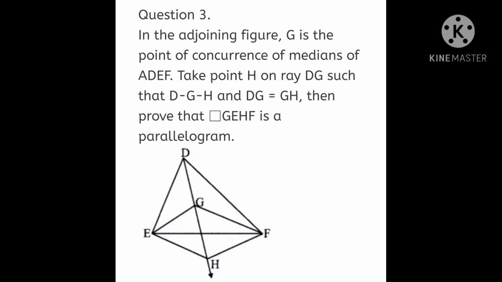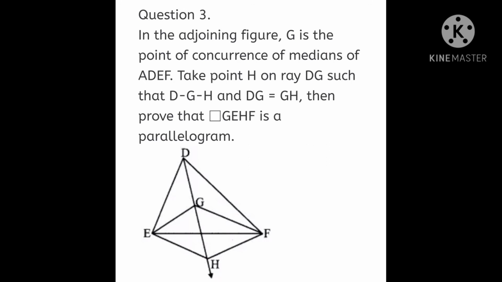So G is nothing but the centroid. Take point H on a ray DG such that D, G, H are collinear, that means they lie on the same line. Here in this question, DG is equal to GH. That means G is the midpoint of DH.